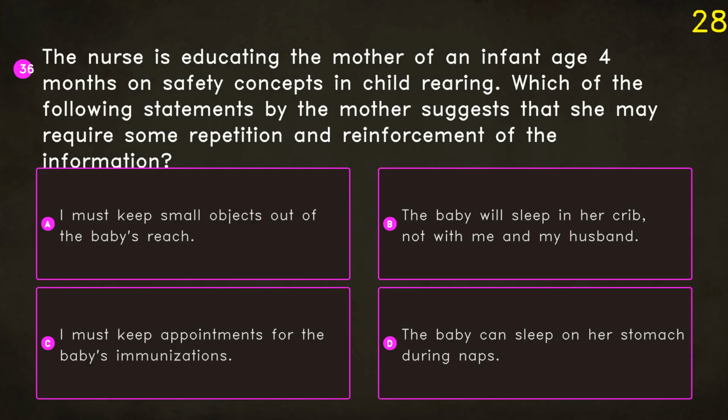Question 36. The nurse is educating the mother of an infant age 4 months on safety concepts in child rearing. Which of the following statements by the mother suggests that she may require some repetition and reinforcement of the information? A. I must keep small objects out of the baby's reach. B. The baby will sleep in her crib, not with me and my husband. C. I must keep appointments for the baby's immunizations. D. The baby can sleep on her stomach during naps.